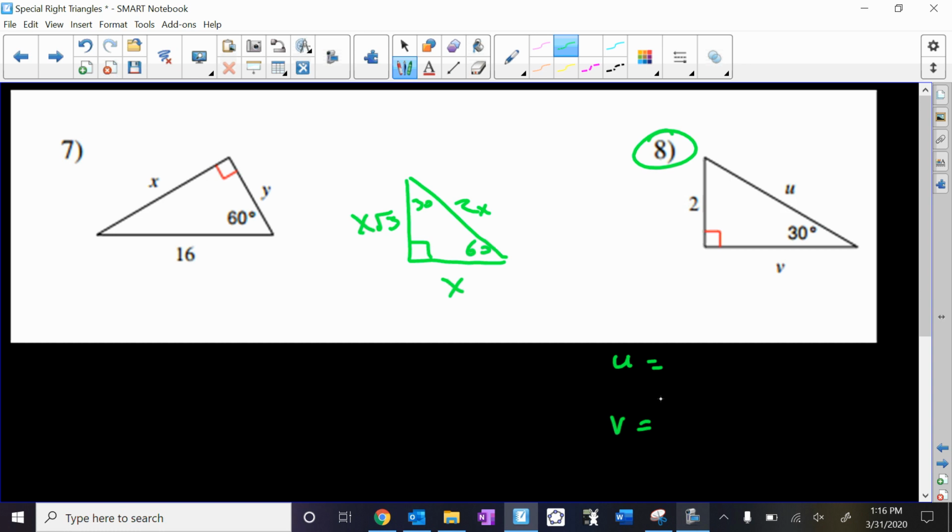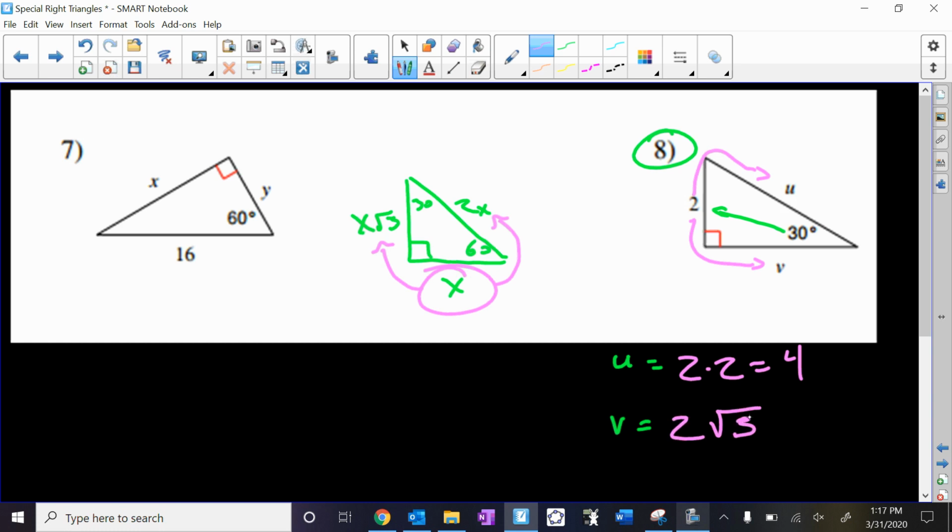And the thing that you need to ask yourself is, what side length do they give me? The short leg, the long leg, or the hypotenuse? In this case, I'm looking across from the 30-degree angle, so I know that 2 is the short leg, which is good for us. They gave me this side length. I can go either direction. If I actually find the hypotenuse first, I'm going to multiply by 2. So I'm going from the 2 to the u. 2 times 2 gets us 4, which is your hypotenuse. And then if I want to go from the short leg to the long leg, so 2 to v this time, I'm going to take 2 times the square root of 3, which is just 2 square root of 3.